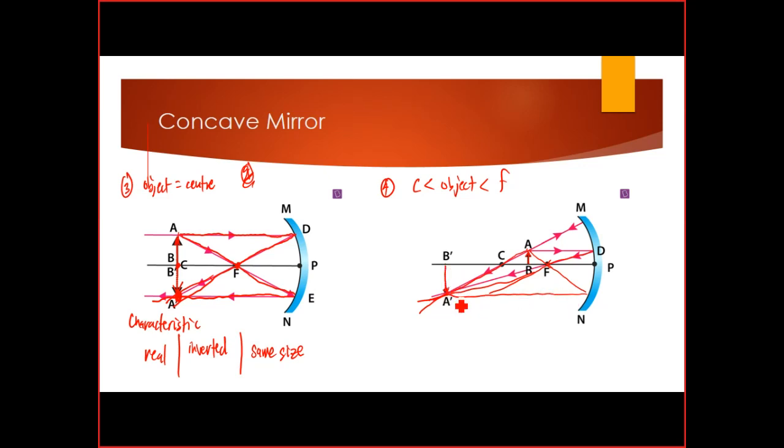Okay, this is our image. So this is our original object. This is our image. Let's discuss the characteristics. What are the characteristics over here? The image is real, but this image is now inverted. Inverted image. And then this is a small object and this is a large image, so this is actually magnified. Okay, this is called magnified.